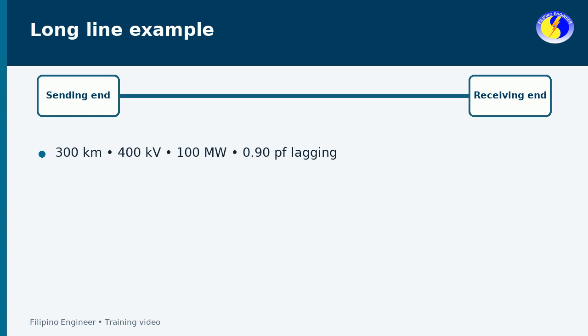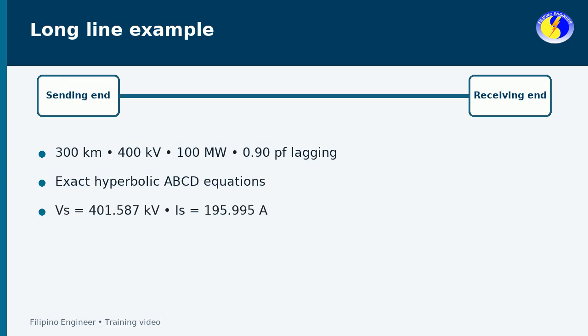The long line case is 300 kilometers at 400 kilovolts. Exact hyperbolic equations define the ABCD constants. The calculated sending voltage is 401.587 kilovolts line to line, and sending current is 195.995 amperes. Efficiency is 97.78%, and regulation is 5.79%. The negative sending reactive power in this example indicates net capacitive export toward the source.